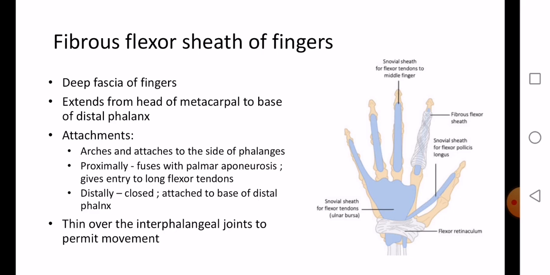It is thin over the interphalangeal joint. Why? Where does the movement in the fingers take place? It takes place at the interphalangeal joints. So if it is thick at the interphalangeal joint, the movement will be restricted. So to permit movement, the fibrous flexor sheaths are thin over the interphalangeal joints.